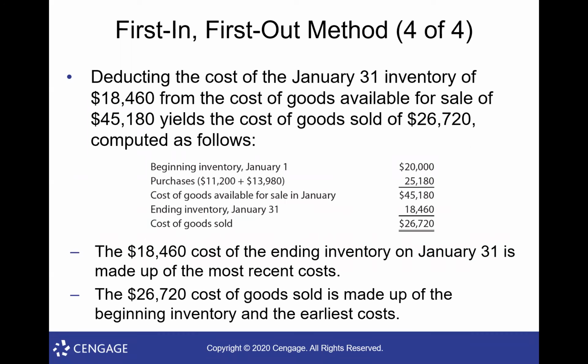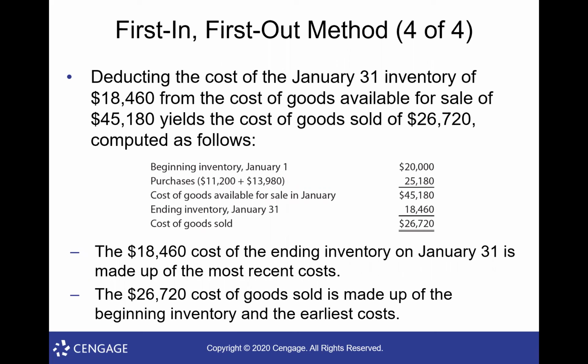All right. So with the first in, first out method, we know what our beginning inventory was. We know what our purchases were during the month. That gives us the cost of goods available for sale. Then they take a physical inventory, and the problem will tell you that the January 31st inventory is 18,460.